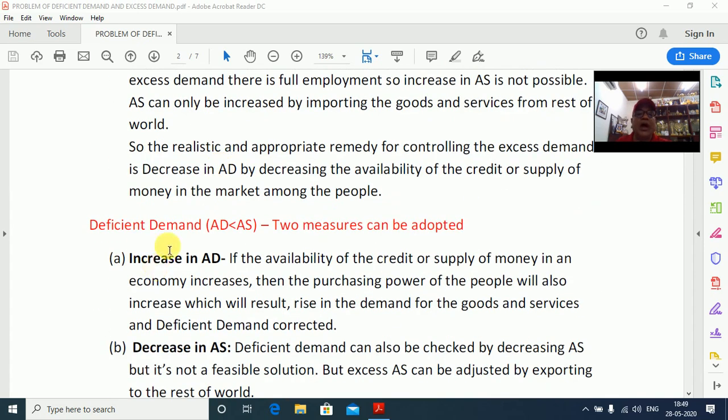Then the question, how to correct deficient demand? What is happening here? Here aggregate demand is less than aggregate supply. So the same two solutions.